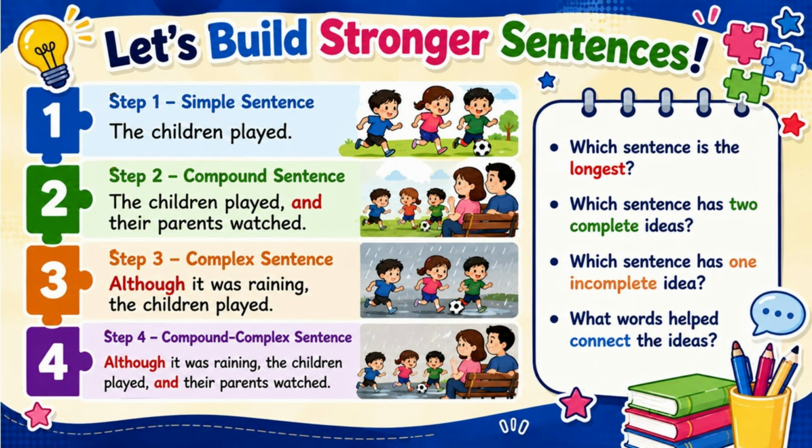Step 2. Compound sentence. The children played and their parents watched. Step 3. Complex sentence. Although it was raining, the children played. Step 4. Compound complex sentence. Although it was raining, the children played and their parents watched.